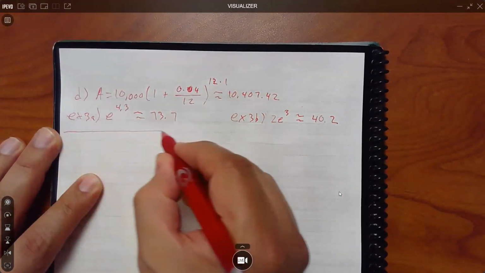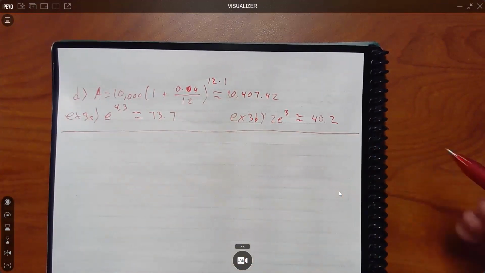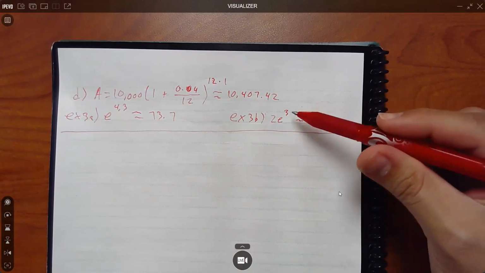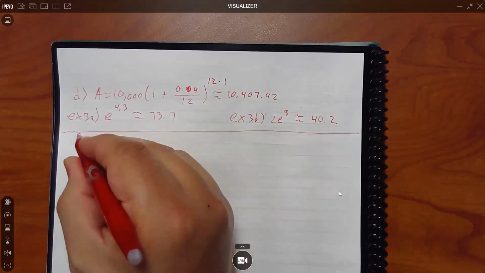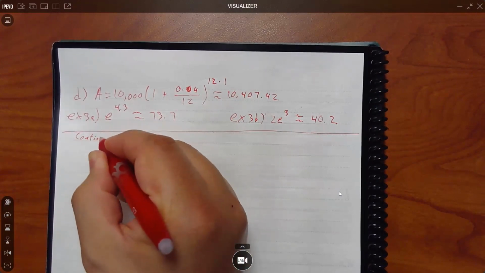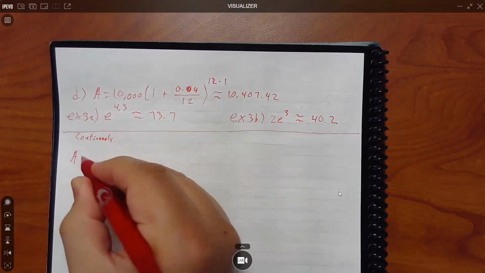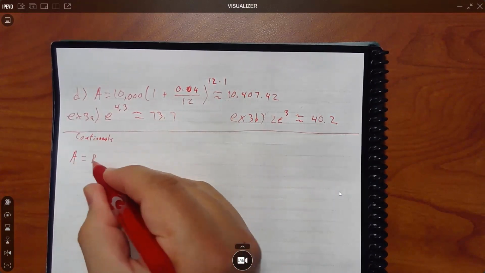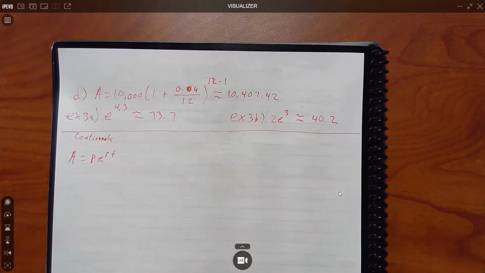So they just want us to do those so you know that the formula is going to be using an E, and E is just a number. So don't let that bother you. So this is the continuous compounding formula. A is equal to P times E to the RT. So PERT.